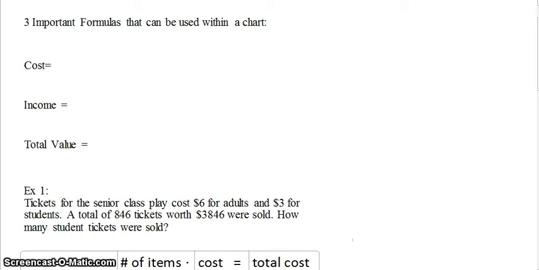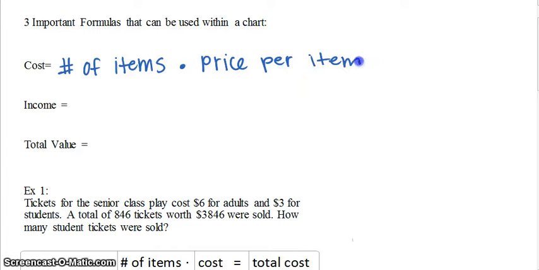So the cost equation: cost equals the number of items, whatever items it is, times the price per item. Makes sense. If I told you that it cost $5 for a bag of apples, then it'd be 5 times however many bags of apples you bought, let's say you bought 5 bags. So then you multiply 5 times 5.